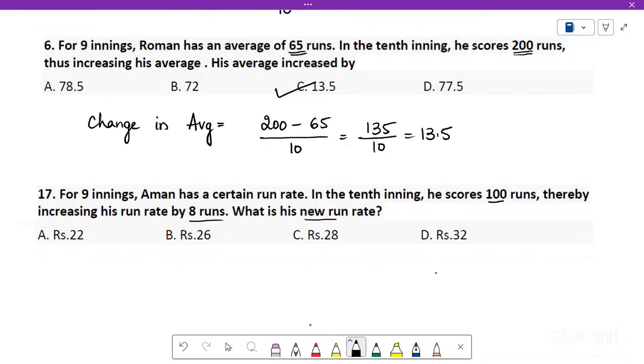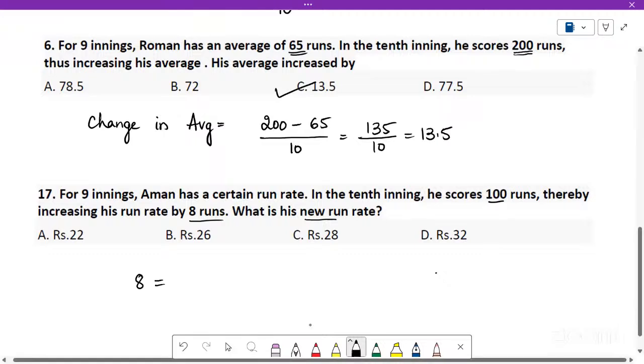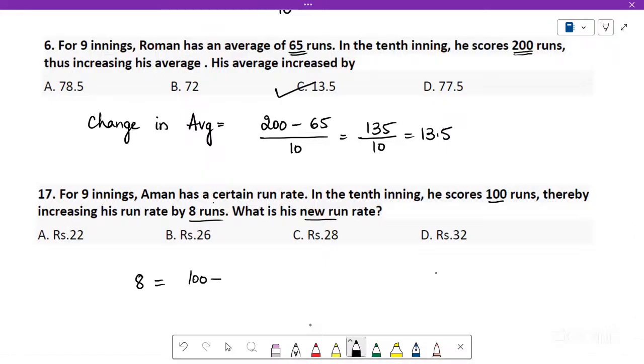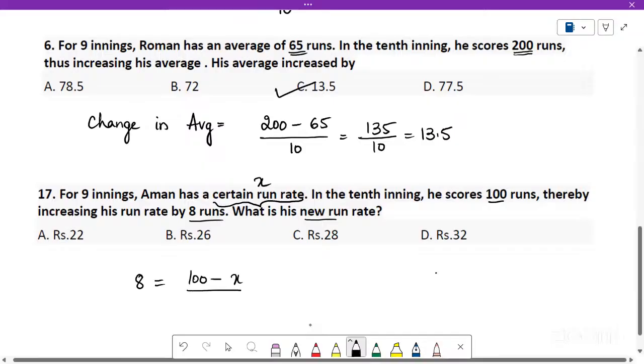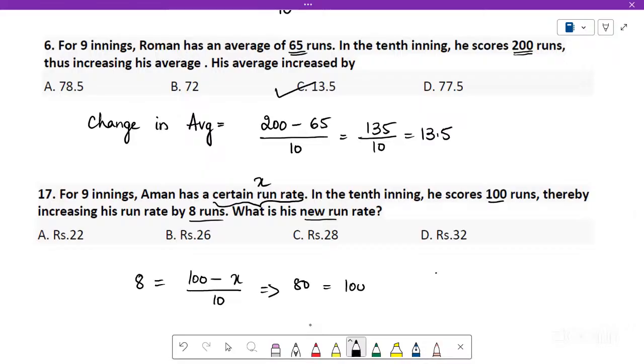We'll use the formula again. Change in average is 8. New value is 100 minus the previous average, which we don't know. This certain run rate was the previous average. Let me take it as x. 100 minus x divided by the total number of matches, 10. So this is 80. 80 equals 100 minus x. Therefore, x is equal to 20.